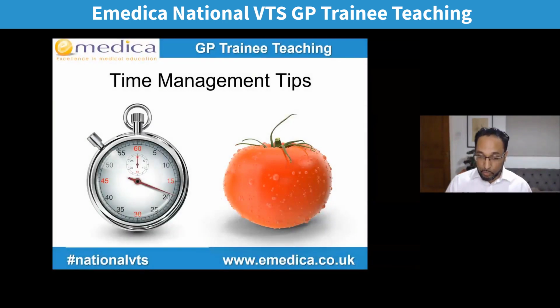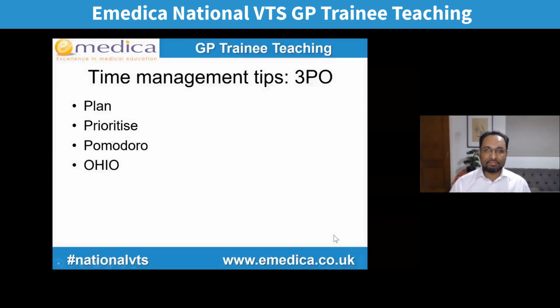And then the last session I want to talk about today, for the last 15 minutes, is time management tips. And some of you might be wondering, why is there a tomato here? We'll come back to that in a minute, okay? So time management tips. The system and things that I want to think about can be shortened into 3 PO, because there's 3 Ps and there's an O, all right? So the 3 Ps are plan, prioritize, Pomodoro, which is Italian for tomato, okay?